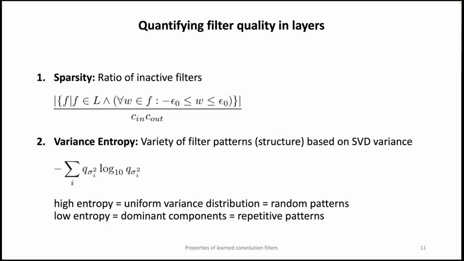To do so, we do a singular value decomposition, and we measure the entropy of the variance that we obtain on the principal components. And the intuition here is that if you have a high entropy, then you have a uniform variance distribution, and you have a wide range of patterns. They're almost random. But if you have a very low entropy, you have one principal component which dominates all the other components, and then you have a very repetitive pattern that can be described by one component alone.